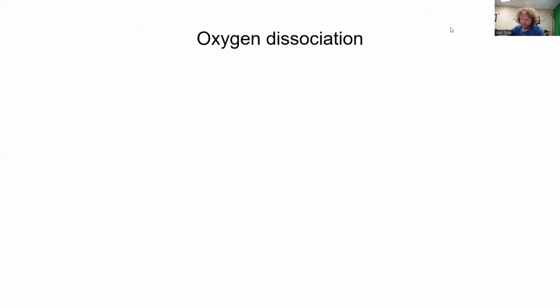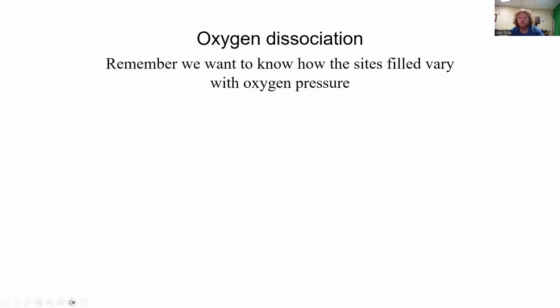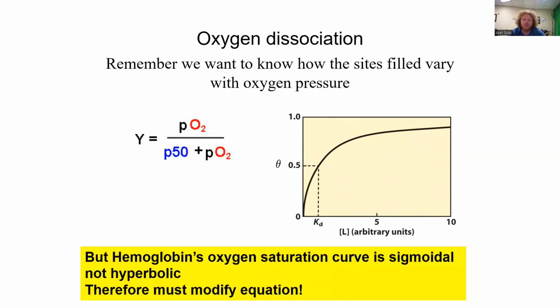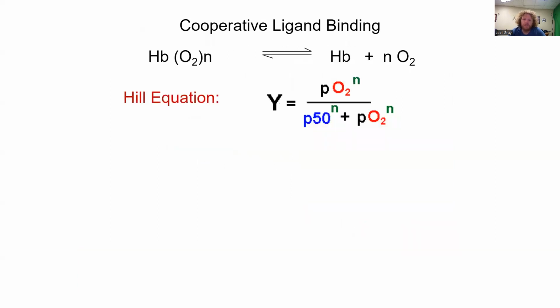Okay, so just as much as we want hemoglobin to bind O2, we also want hemoglobin to release O2. And so we have this graph that looks like this. Our theta, or our Y percent saturation, is displayed on our Y-axis, and our L concentration or PO2 is displayed on the X-axis. Hemoglobin's oxygen binding curve is a sigmoidal, not hyperbolic shape, so we need to modify that equation to display as much. And we display it using the Hill equation.